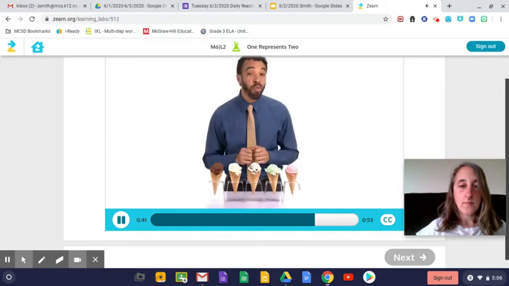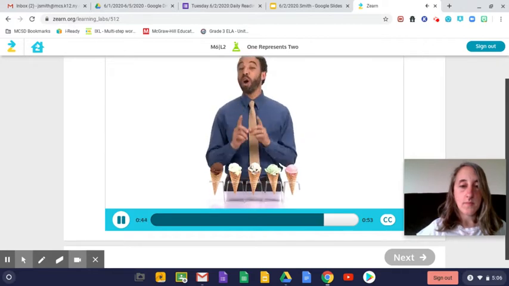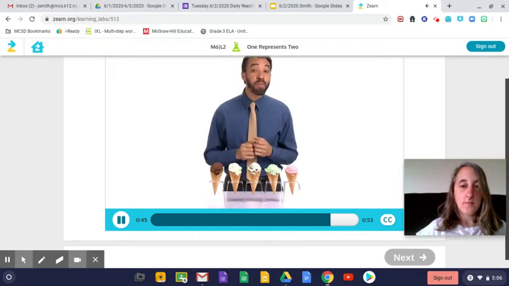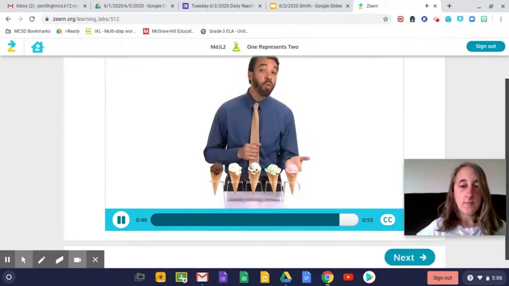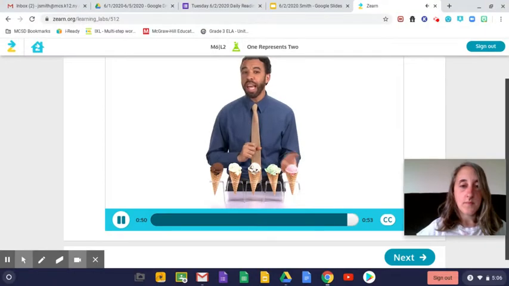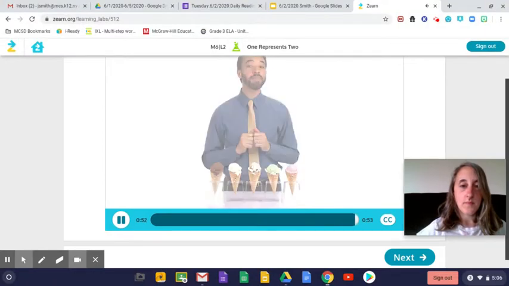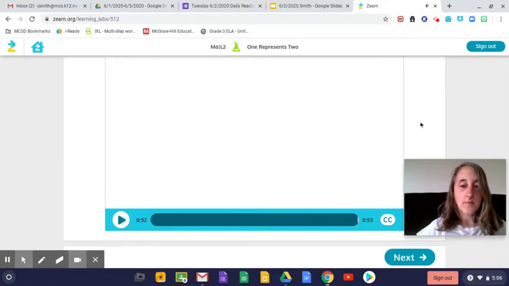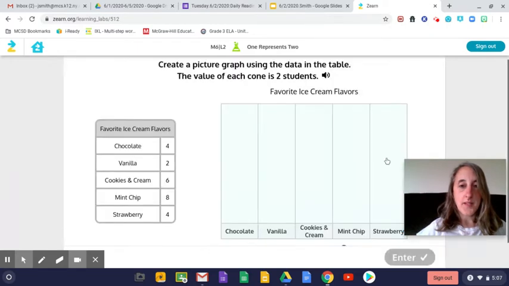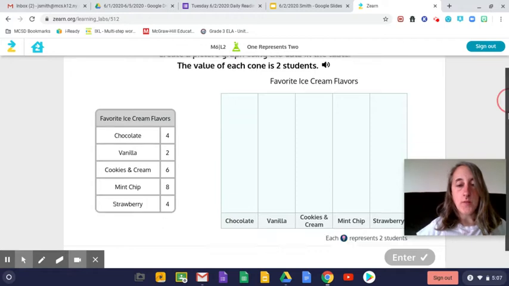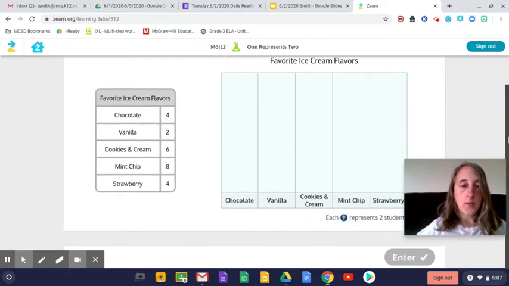Are you ready to try one more? We surveyed one final classroom. Just like before, each ice cream cone will represent 2 students. Can you make the graph this time? All right, boys and girls, so here we go. Ready? It says create a picture graph using the data in the table. The value of each cone is 2 students. So each cone is going to represent 2 students, okay?